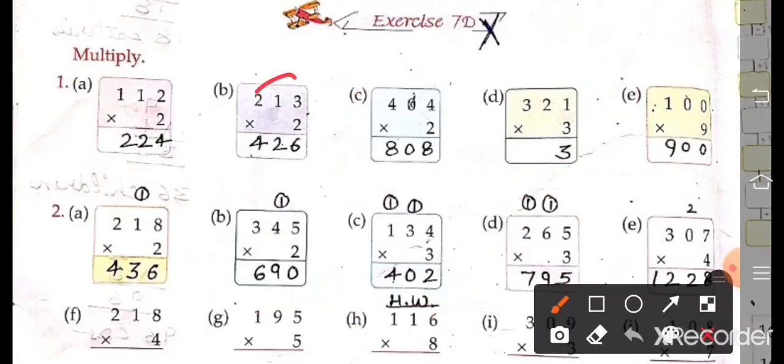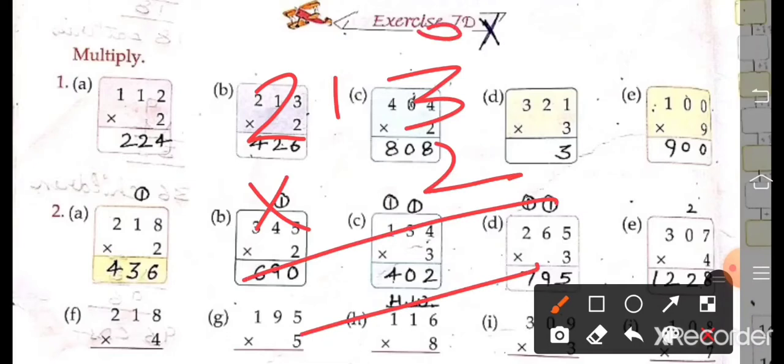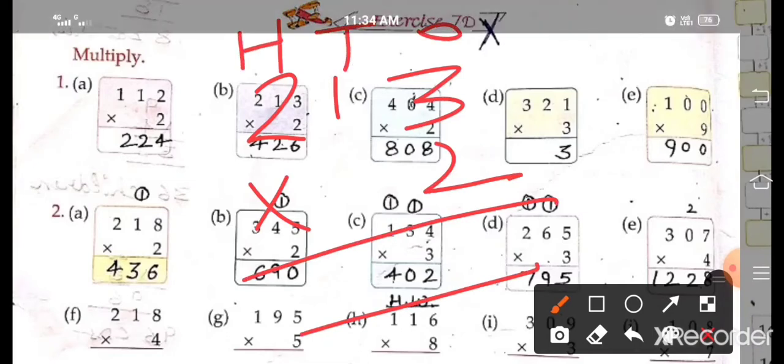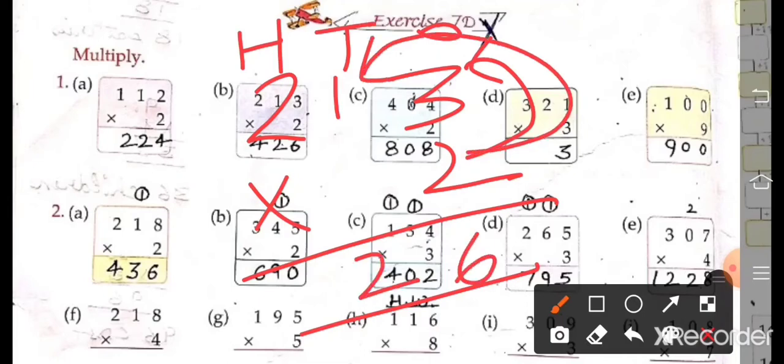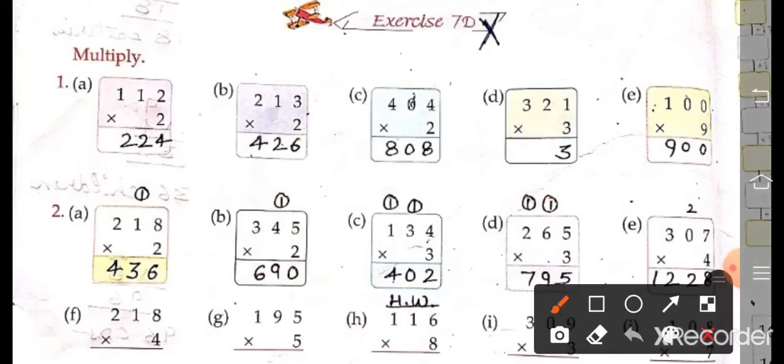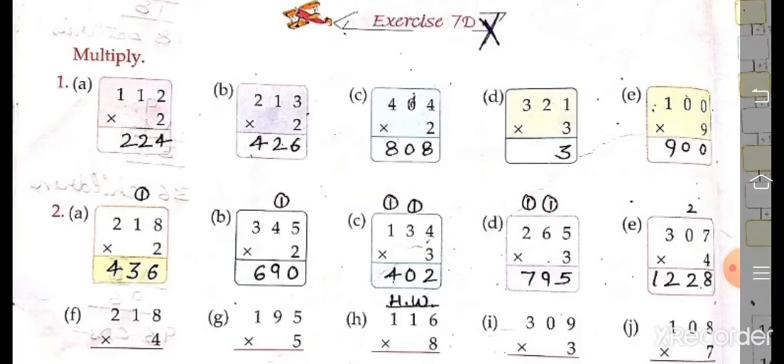Okay, now again 213 multiply 2. Okay, so this is ones, this is tens and this is hundreds. So first we multiply in ones. 2 3s are 6. Now 2 1s are 2. Now in hundreds, 2 2s are 4. 426 is the answer. Okay, so like this you have to do these sums.